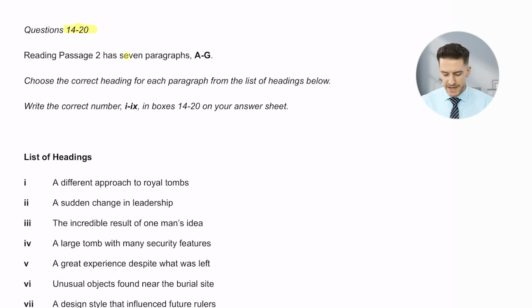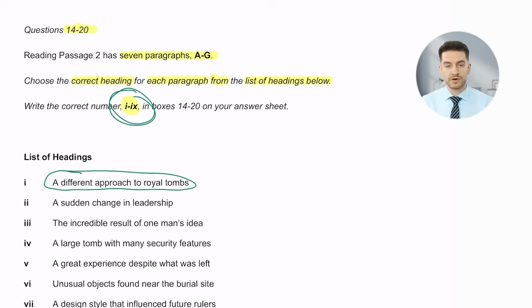Reading passage 2 has 7 paragraphs, A to G. Choose the correct heading for each paragraph from the list of headings below. Write the correct number, 1 to 10, in boxes 14 to 20 on your answer sheet. Now this here is very important because it's telling you what to do and what not to do. You need to write a number as your answer. You don't need to write the full name of the heading. So always be careful of that.